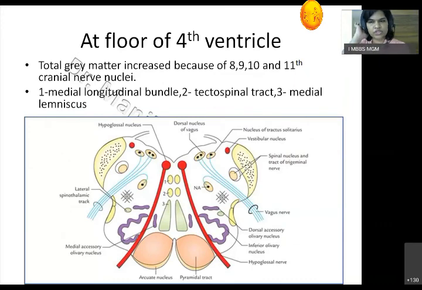So now the next section. Here you are able to see this is the floor of the fourth ventricle. Okay. So here is actually the fourth ventricle. So this is the floor. In the floor, the gray matter we are able to see, from medial to lateral, is the hypoglossal nucleus, then dorsal nucleus of vagus, then nucleus tractus solitarius and vestibular nucleus.